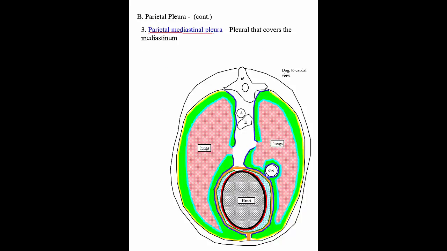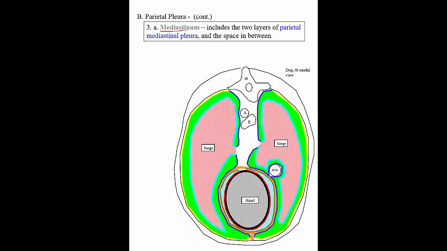Parietal mediastinal pleura would be that dark blue pleura here that covers the mediastinum. So again, we just went through describing pulmonary pleura, which is light blue, and parietal mediastinal pleura, which is dark blue. It's all continuous, and then it comes out here again as parietal costal pleura, which is yellow. It's a serous membrane, and it's named by its location. So when pleura covers the mediastinum, it's referred to as parietal mediastinal pleura, or these dark blue lines here.